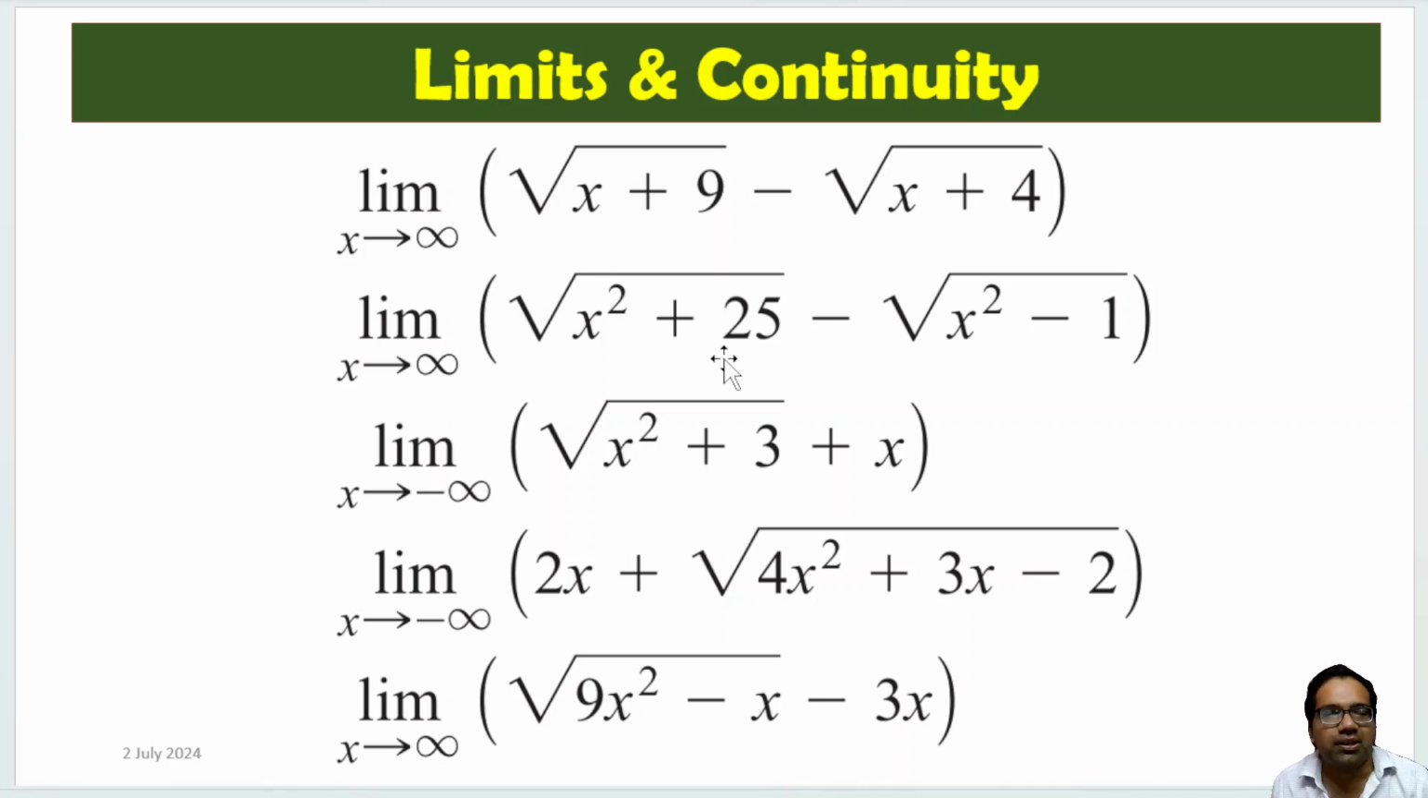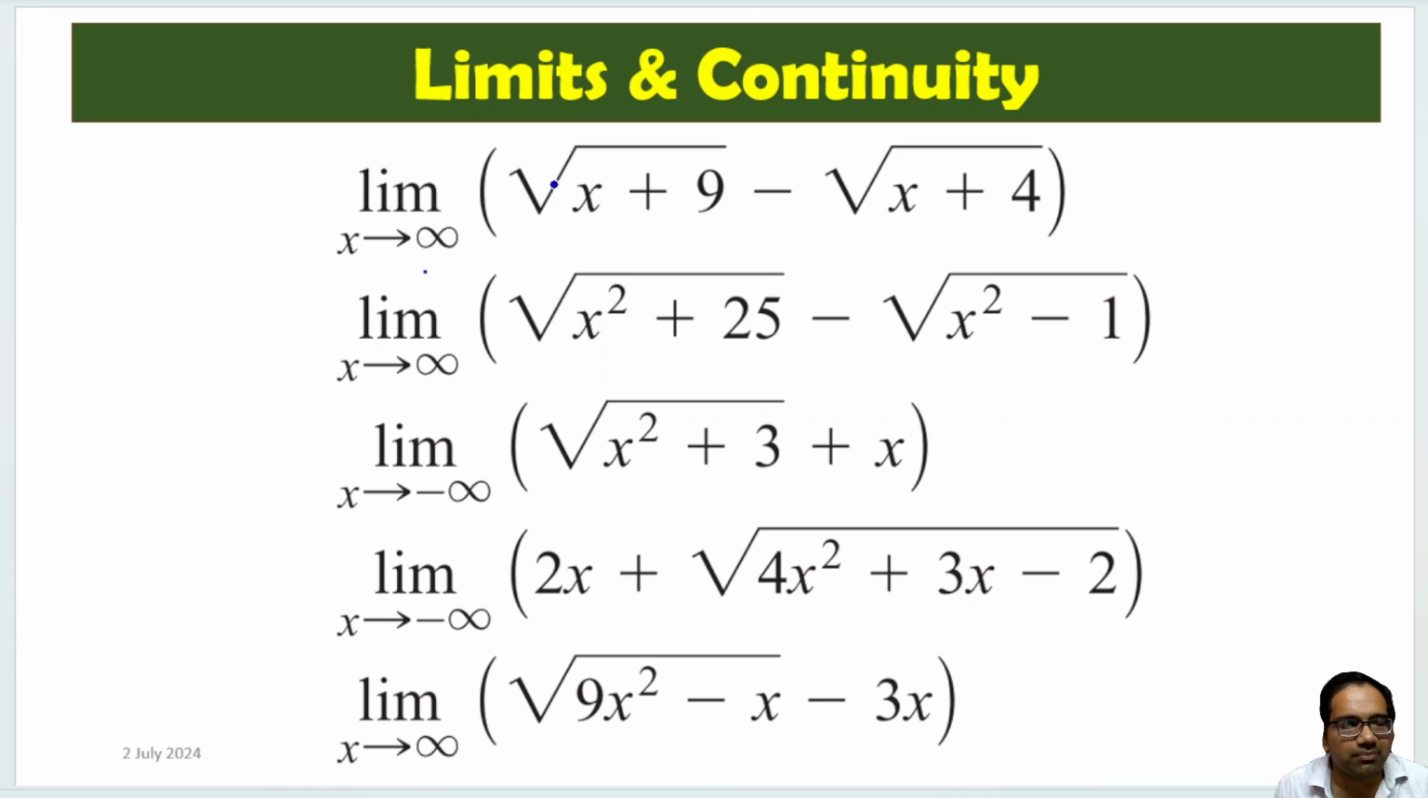Here we have some simple limits. Limit as x tends to infinity of under root x plus 9 minus under root x plus 4. When x is a very, very big number, x plus 9 and x plus 4 are almost the same. For example, when x is 10 million, then 10 million plus 9 or 10 million plus 4 doesn't matter. Right. This 9 and this 4 become insignificant when x is tending to infinity.